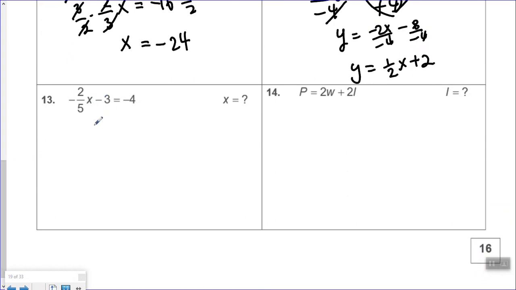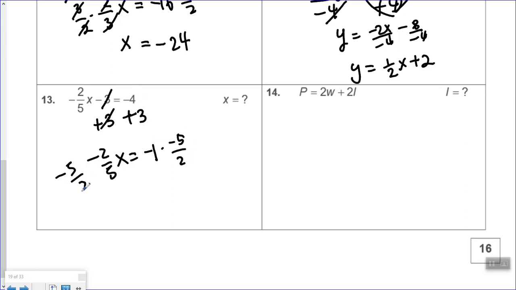How can you solve for x? Add 3 on both sides. -2 over 5 x equals -4 plus 3 is -1. Multiply both sides by -5 over 2. That's the reciprocal of this fraction. Reciprocals cancel each other. x equals -1 times -5 over 2, which is positive 5 over 2.